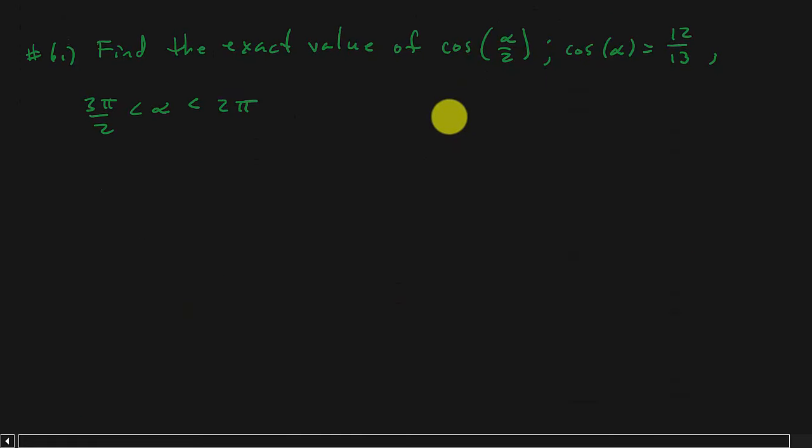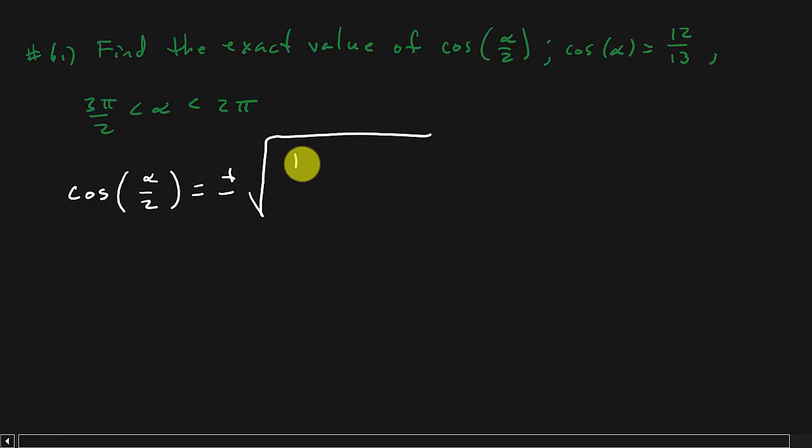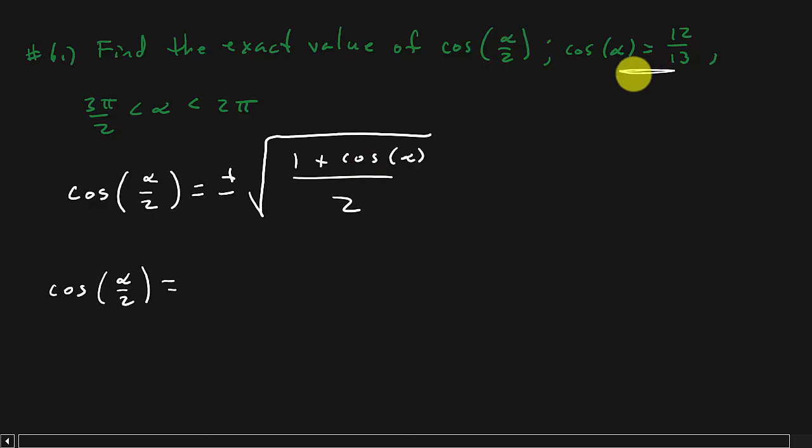All right, so this is the last problem here. Find the exact value of cosine alpha over 2, and they give you what cosine alpha is. So you've got to know the formula. That's going to be plus or minus the square root of (1 plus cosine alpha) over 2. There's your formula. Now notice this was nice, they gave us cosine, so we don't have to solve for anything, we just plug that in. That's going to be the square root of (1 plus 12 over 13), all that over 2.